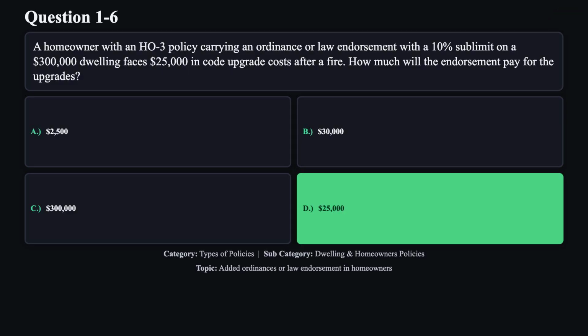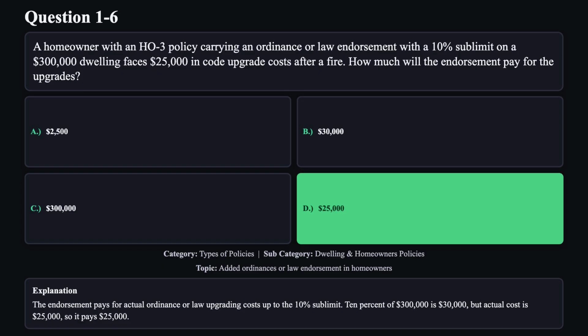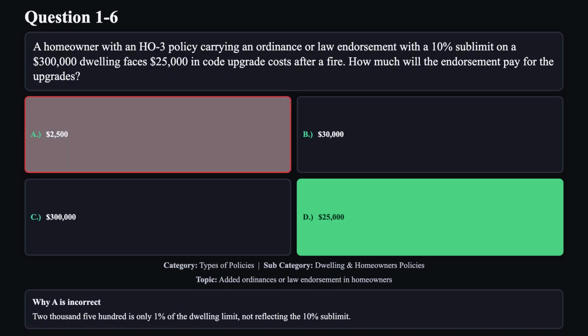The correct answer is D. The endorsement pays for actual ordinance or law upgrading costs up to the 10% sublimit. 10% of $300,000 is $30,000, but actual cost is $25,000, so it pays $25,000. Reason A is not correct. $2,500 is only 1% of the dwelling limit, not reflecting the 10% sublimit.